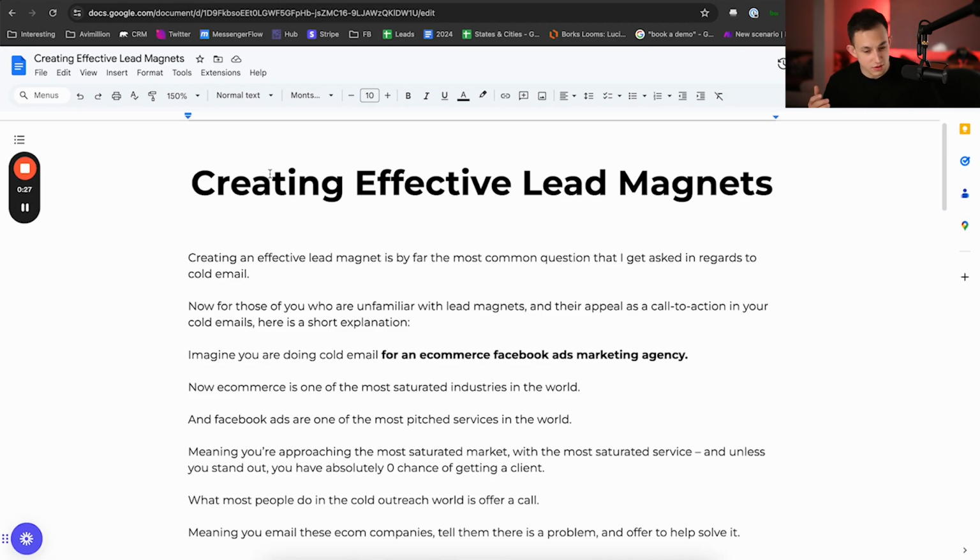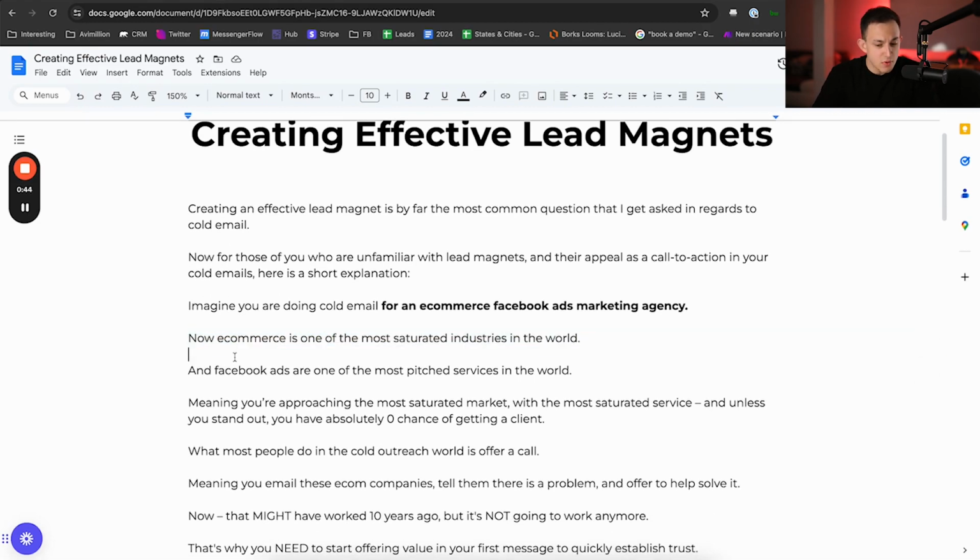Now, the first thing we have to talk about is what exactly is a lead magnet and why exactly are they important, right? For those of you who are unfamiliar, this is what a lead magnet is. Imagine you're doing cold email for an e-commerce Facebook ads marketing agency. E-commerce is one of the most saturated industries in the entire world, and Facebook ads are one of the most pitched services in the world.